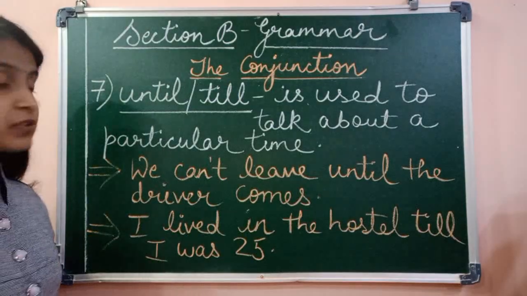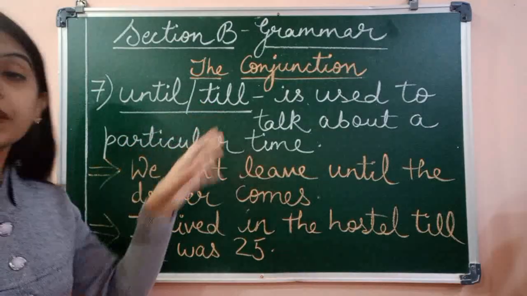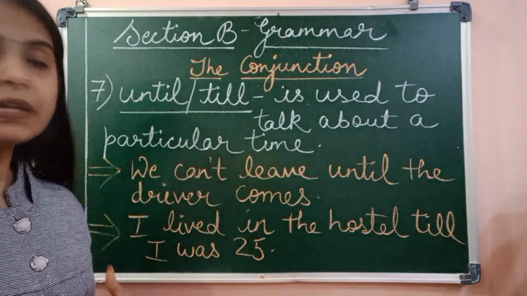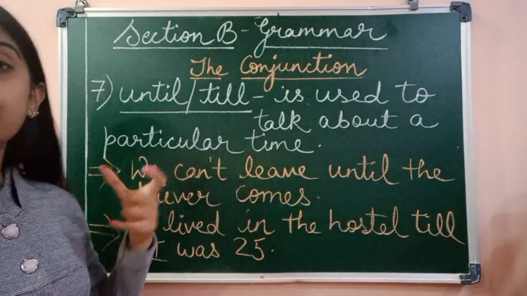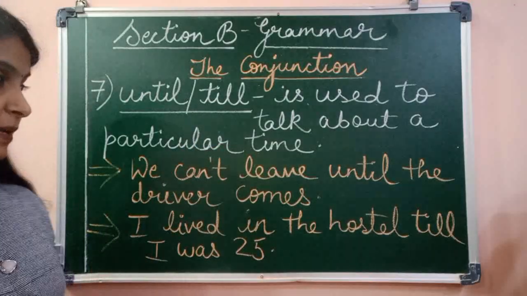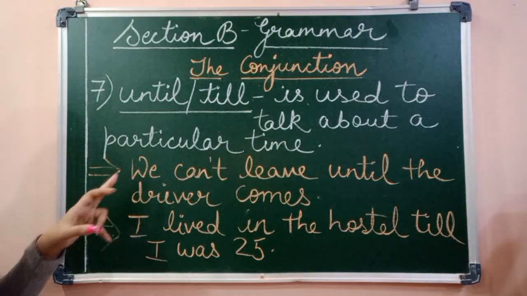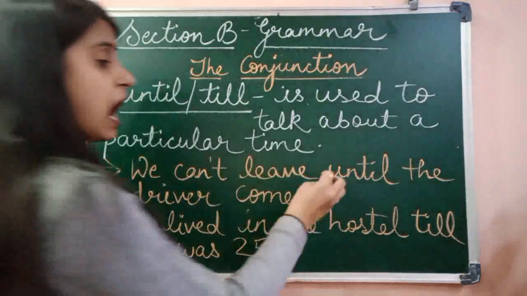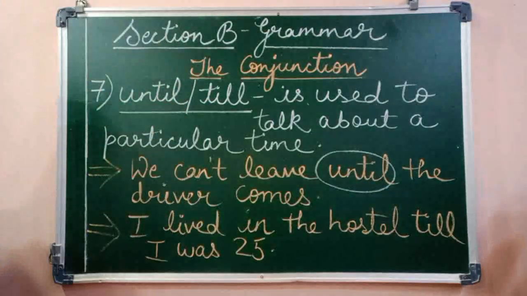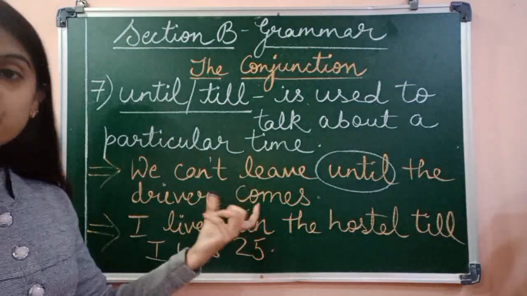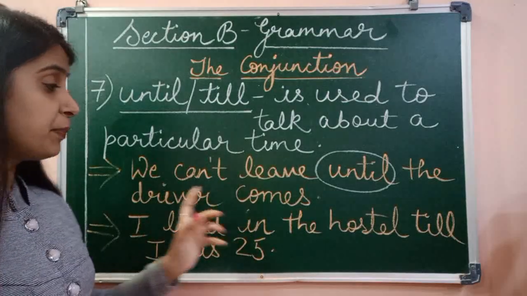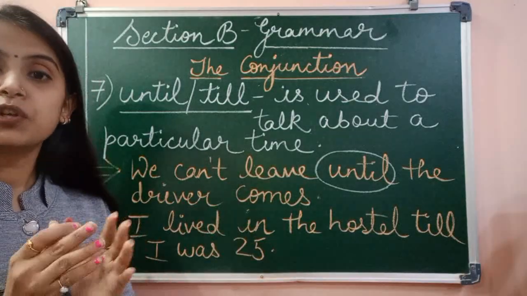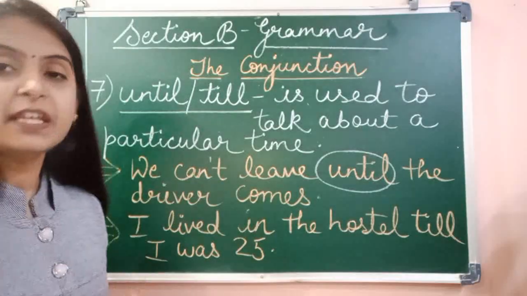The next conjunction is until or till. Children, until or till is used to talk about a particular time, a fixed time, right? For example, we cannot leave until the driver comes. Till the time the driver comes. I mean, the particular time by which the driver will come, we cannot leave before that.